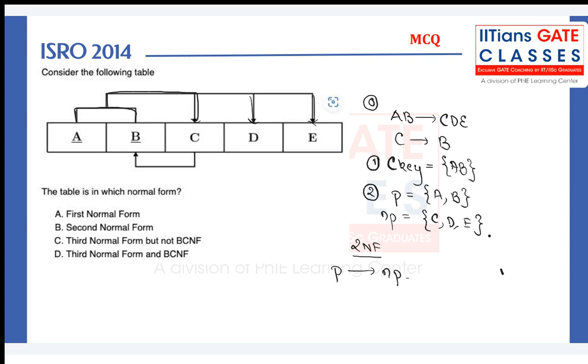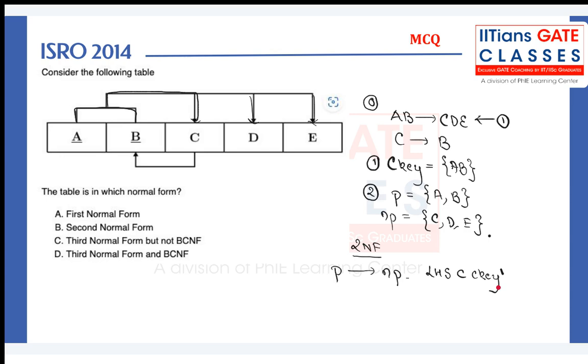AB derives CD. Very good. This is a functional dependency where the prime attributes are on the left-hand side and non-prime attributes on the right-hand side. Does it violate the condition of 2NF? What is the condition? The LHS is a proper subset of a candidate key. Is LHS a proper subset of a candidate key? No. That's why this is still in 2NF.